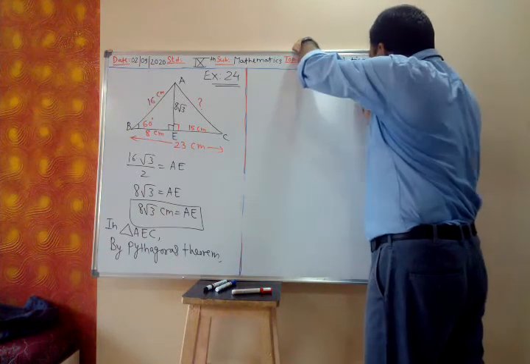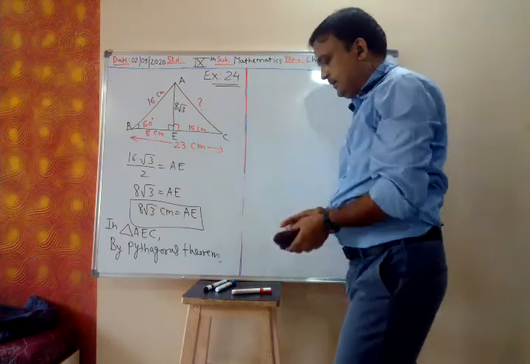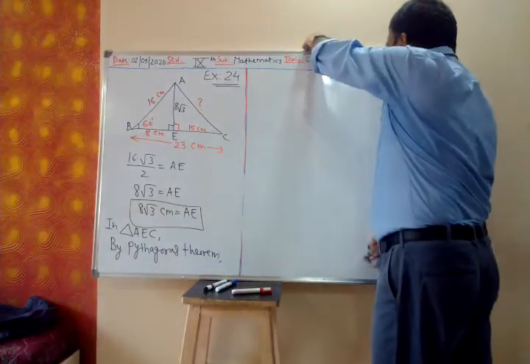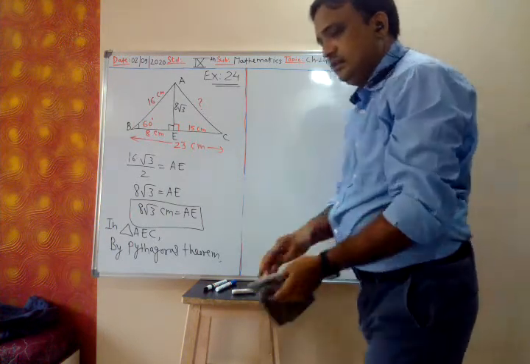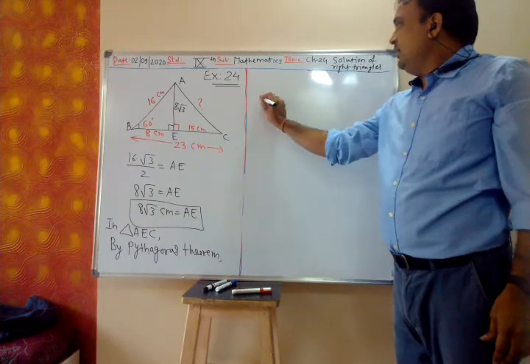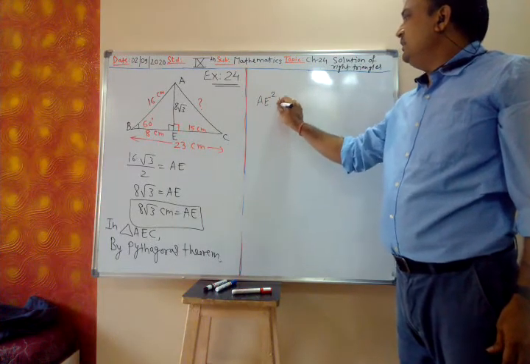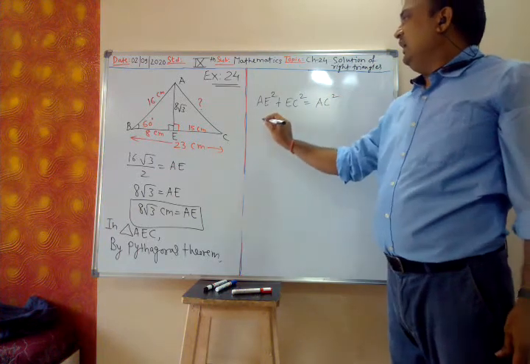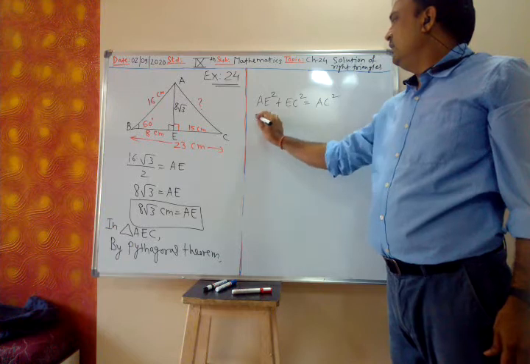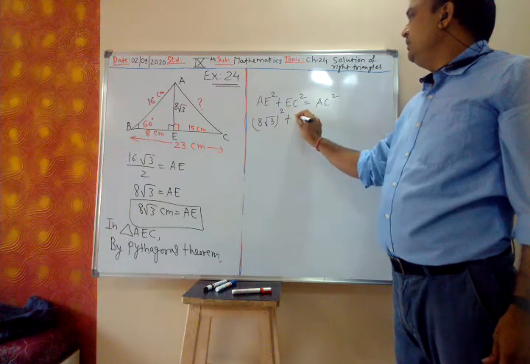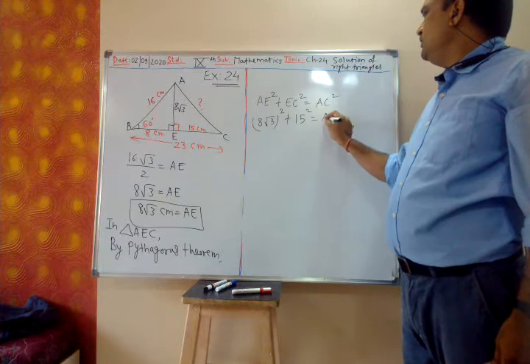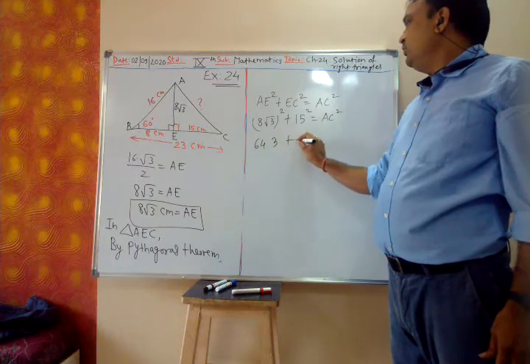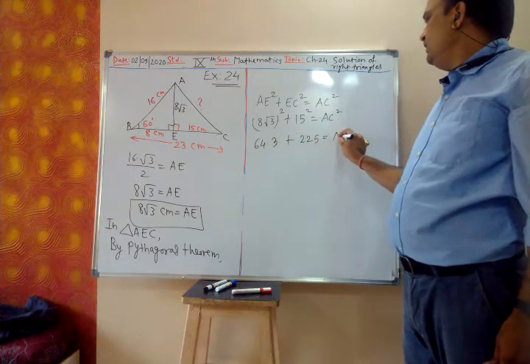Sum of the square of the adjacent side is equal to hypotenuse square. So you will get AB square plus BC square is equal to AC square. AB is 8 root 3 square plus BC 15 square is equal to AC square. 8 root 3 squared is 64 into 3, plus 225 is equal to AC square.